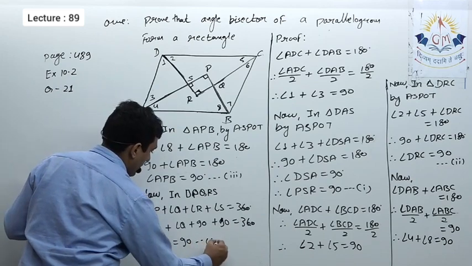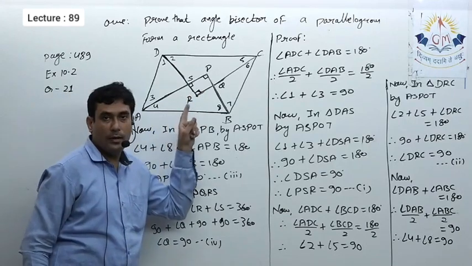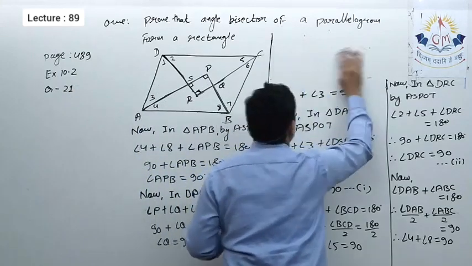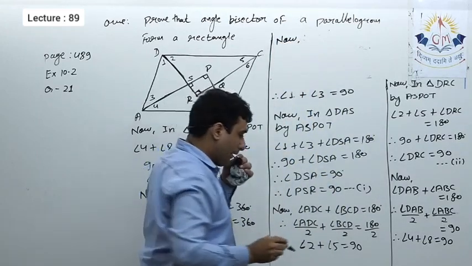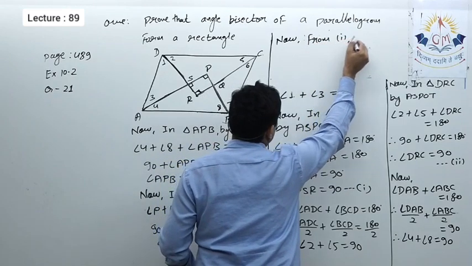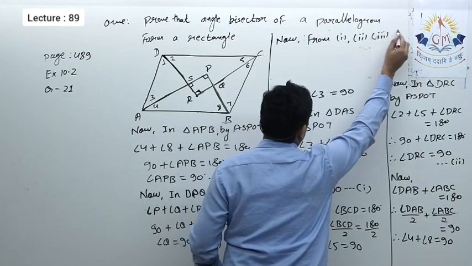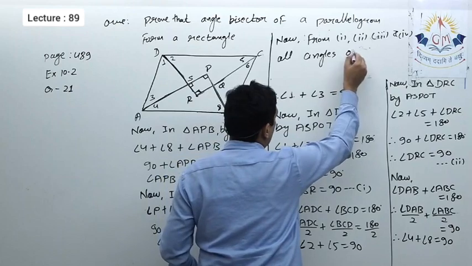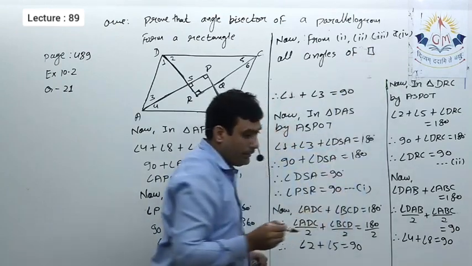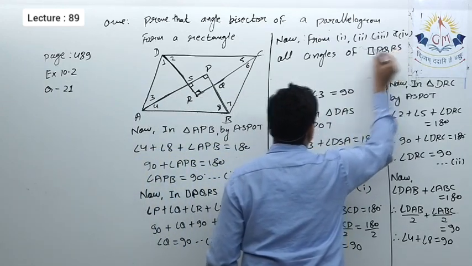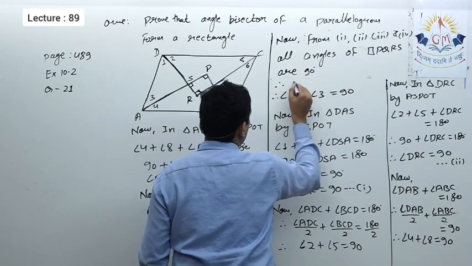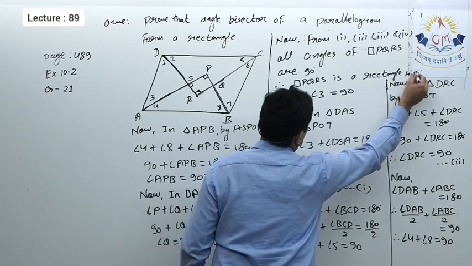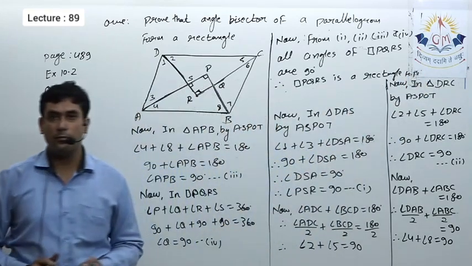Okay, so now from first, second, third and fourth, all angles of quadrilateral PQRS are 90 degrees, therefore quadrilateral PQRS is a rectangle, hence proved. Okay, so noted. The next question.